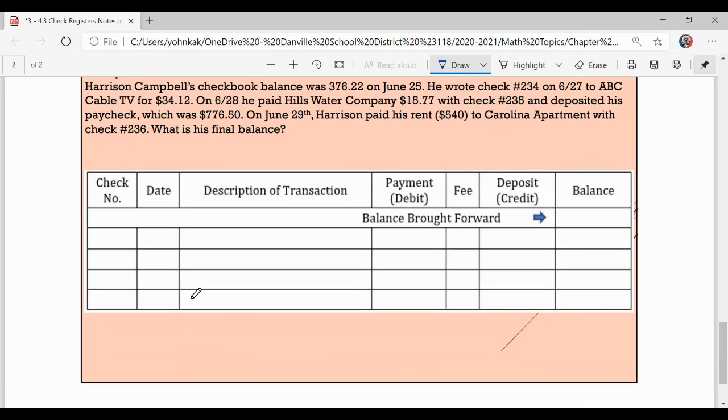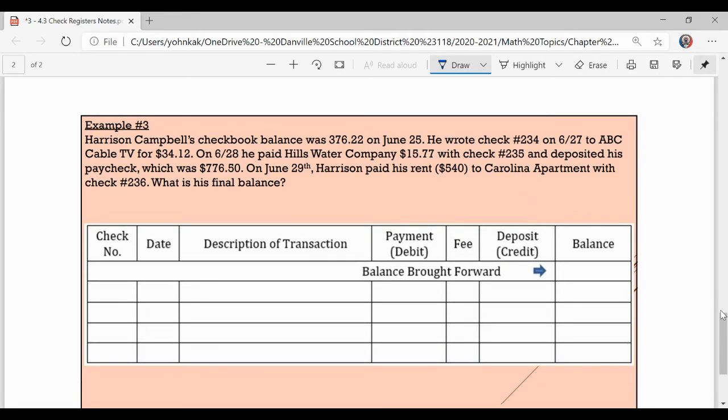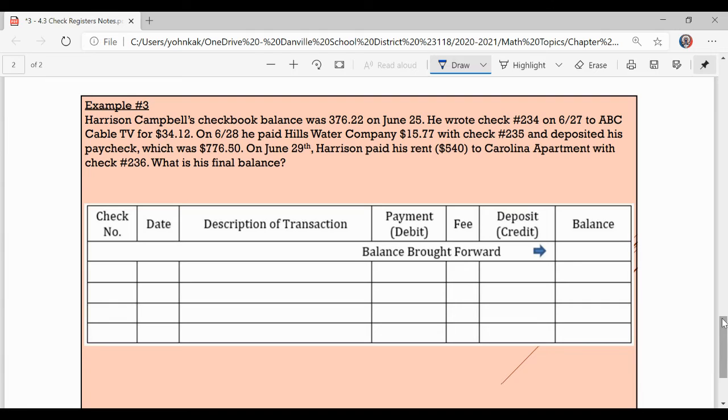Okay, we got one more. Harrison Campbell's checkbook balance was $376.22 on June 25th. So let's write that in the balance, $376.22 on June 25th. He wrote check number 234 on 6/27 to ABC Cable TV for $34.12.